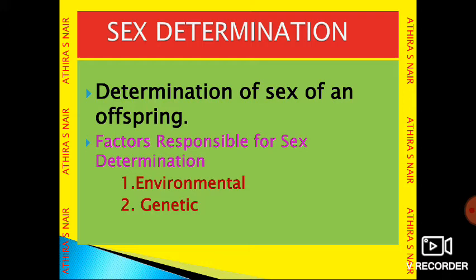Sex determination in human beings. Determination of the sex of an offspring is called sex determination. Factors responsible for sex determination: there are mainly two groups of factors, environmental factors and genetic factors. Environmental and genetic factors are responsible for sex determination in an organism.